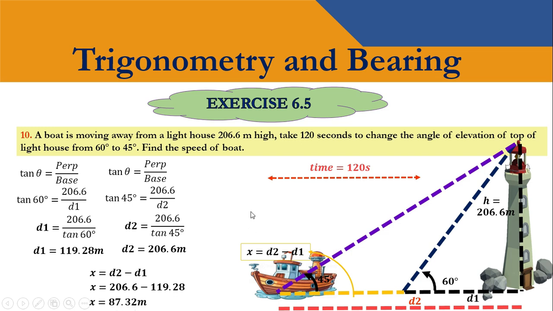Doing some mathematical work, we get the distance traveled by the boat in 120 seconds as 87.32 meters. As we know, the velocity is equal to distance divided by time, here x divided by t. So x is equal to 87.32 and time is equal to 120 seconds. The velocity of the boat is equal to 0.73 meters per second.